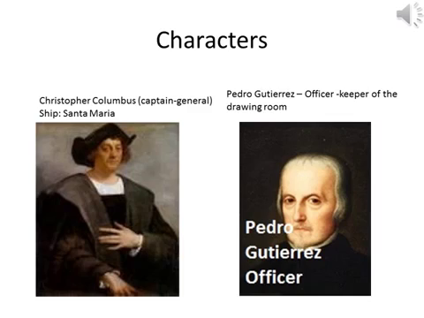So the important characters for this play: number one, Christopher Columbus. He is the captain of the ship. The ship's name is Santa Maria. There is another person called Pedro Gutierrez. This Pedro Gutierrez is an officer. He takes care of a lot of things, including the drawing room.